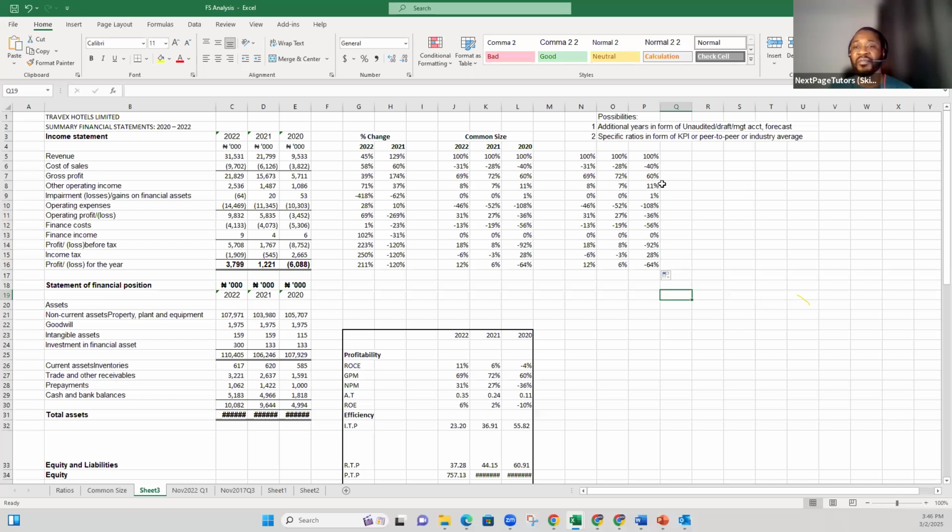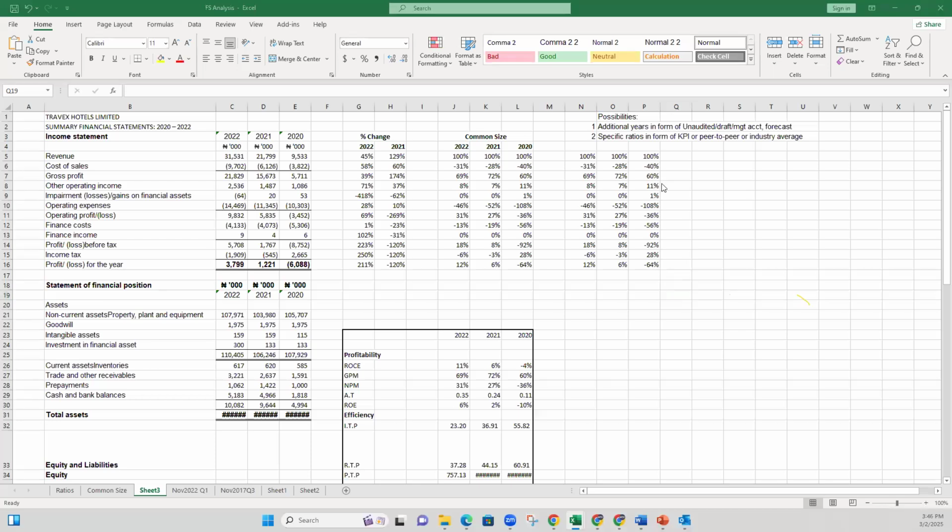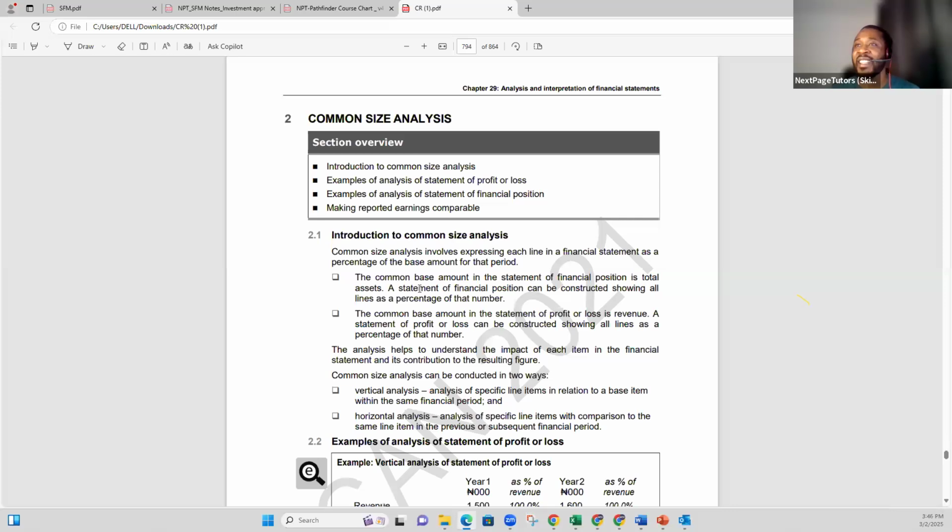Excuse me, sir, please, I have a question. Yep, go ahead. So does it mean that every time the base is always revenue in profit or loss and always total assets in financial statements? Yes, exactly. And that's what you see here: the common base amount is total asset for this, and the common base for this is revenue.